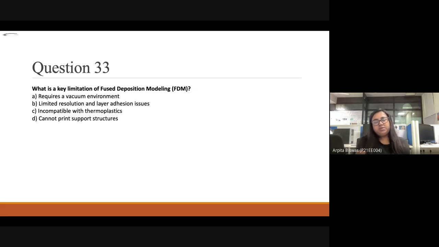So what is the key limitation of fused deposition modeling? Requires a vacuum environment, then limited resolution and layer adhesion issues. Then option C is incompatible with thermoplastics, and option D is cannot print support structures. So what is the right option? The right option is option B, limited resolution and layer adhesion issues.